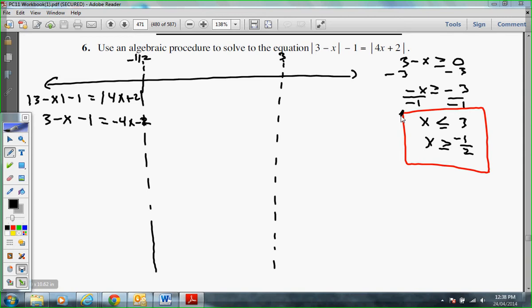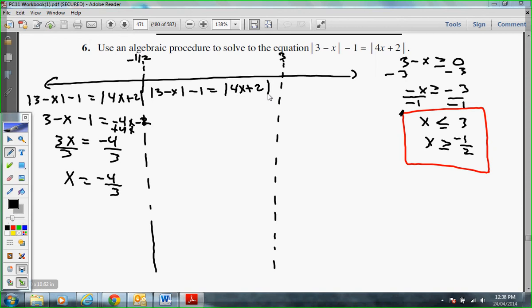Okay, so now we're just going to solve. So let's add the 4x. I have 3 minus 1 is 2, so we're going to minus 2. So it's going to be 3x equals negative 4. Divide by 3, I get x equals -4/3. That's our first answer. We'll leave that for now. Okay, again, I'll rewrite this again. So we have 3 minus x minus the 1, 4x plus the 2.